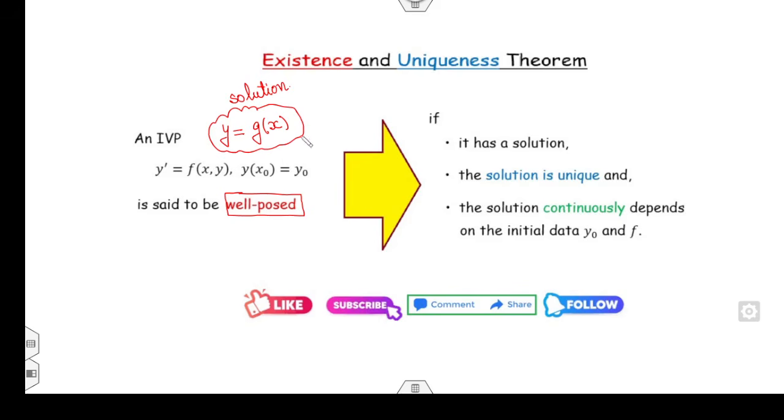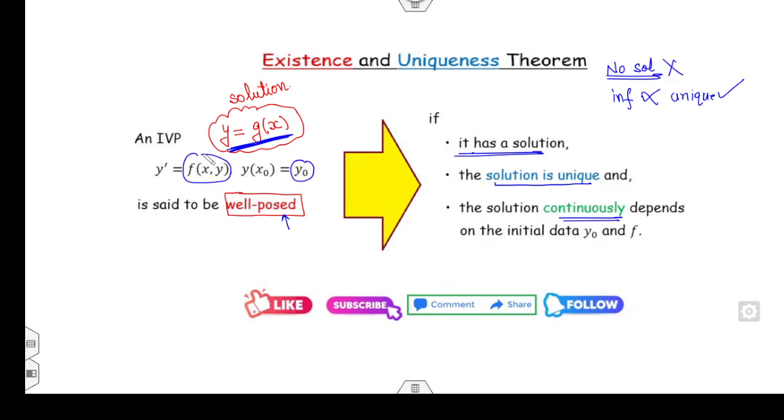So whatever the solution you have obtained, first of all, any problem is said to be well posed if it has a solution. इसका मतलब no solution नहीं होना चाहिए. Fine. Infinite solution हो सकता है और unique solution हो सकता है. Fine. Second, the solution must be unique. Infinite case भी आपका cancel हो गया. And whatever the solution you have obtained, that must be dependent on the initial condition y naught and the function f. Fine. If the solution is dependent on these features, then you can say yes, the initial value problem is said to be well posed.